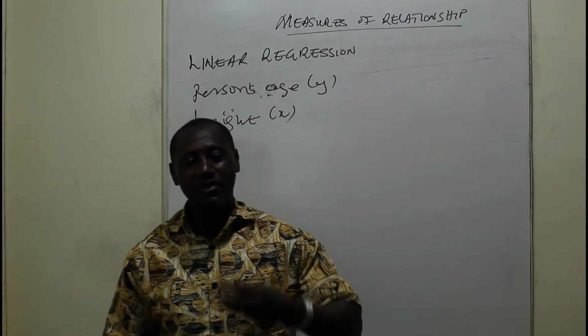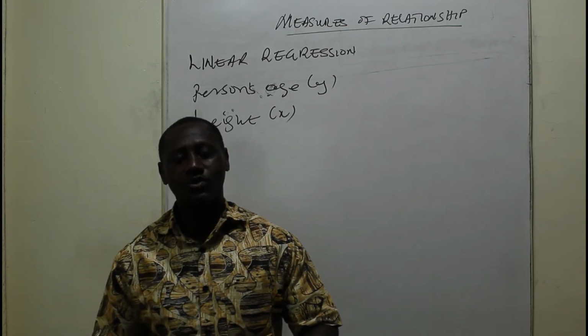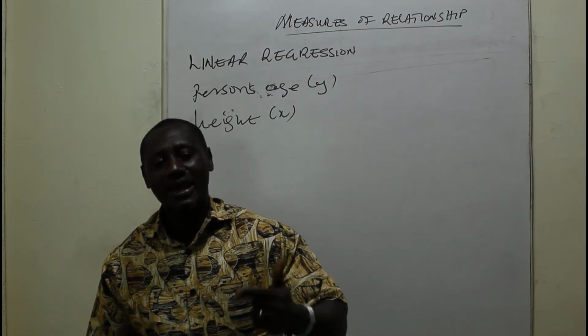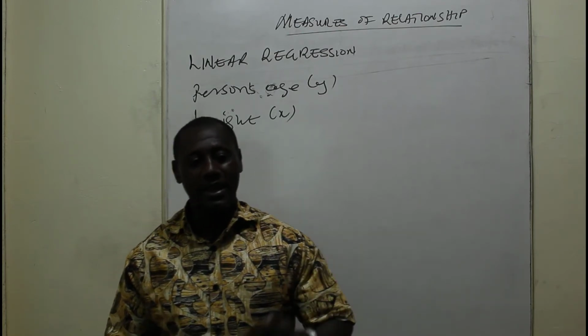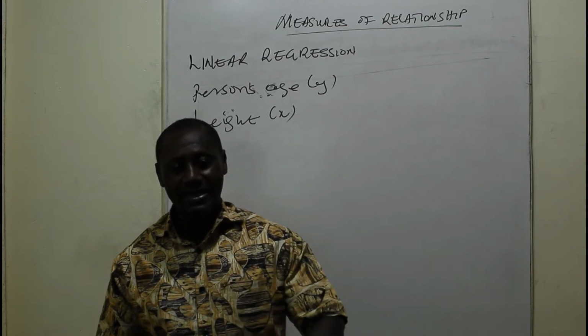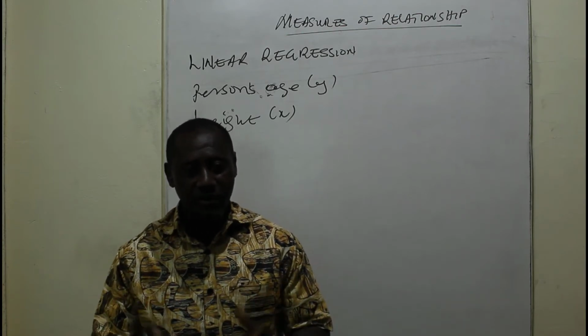So if the guy is giving more money, the guy is taking the lady for shopping, the guy is doing a lot of things for the lady, and the lady is also loving the guy more, then we describe that one as a positive relationship. You will see that the guy is giving more, the lady is also loving. That one is a positive relationship.